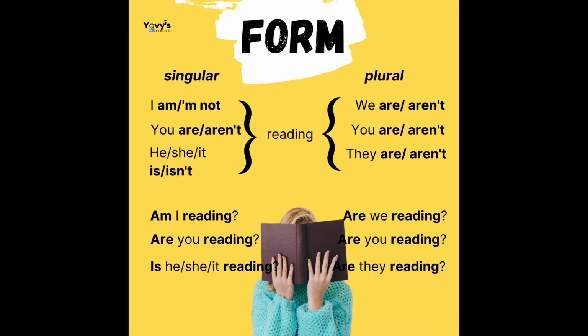The negative form is made by simply adding not after the verb to be. In singular, we will have I am not reading or I'm not reading, you are not reading or you aren't reading, he, she, and it is not reading or he, she, and it isn't reading.